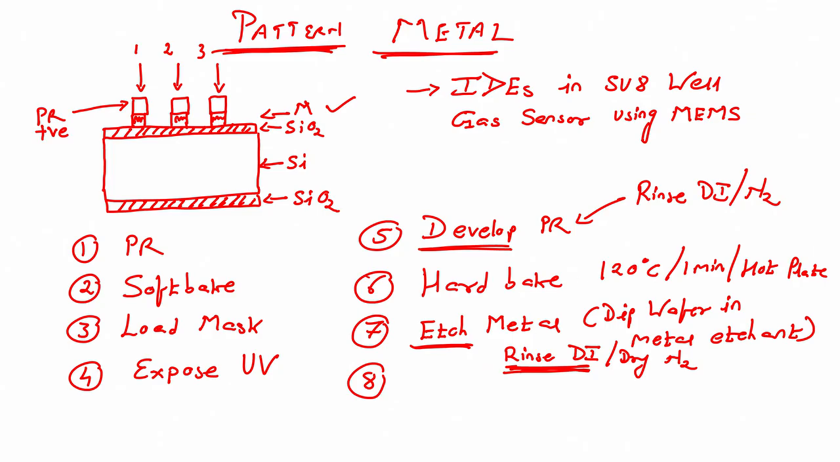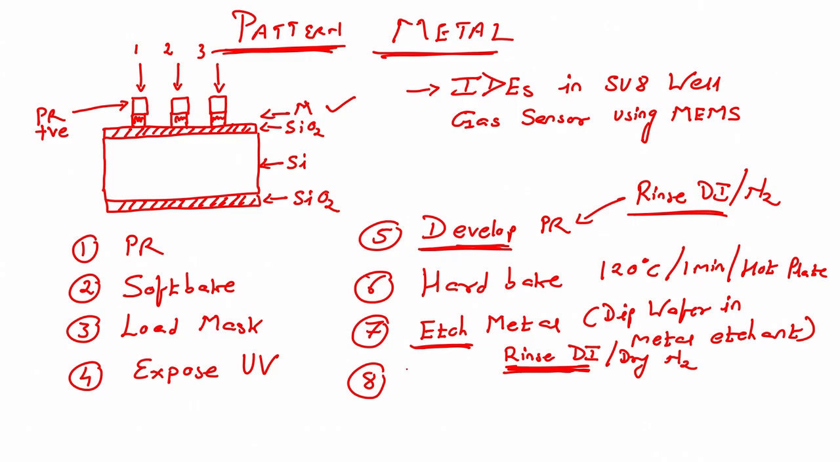After metal etching, whenever there is a chemical involved, you see there is a chemical to develop PR, so we have to rinse with water. When we etch the metal, again a chemical is involved. So, we have to rinse it with DI and dry it with nitrogen. What is the next step?